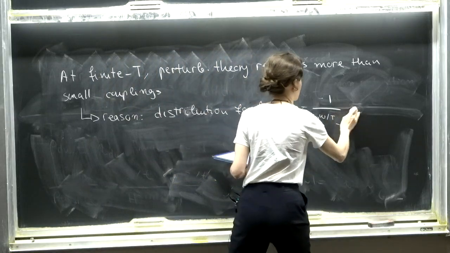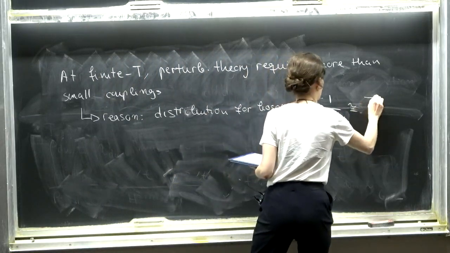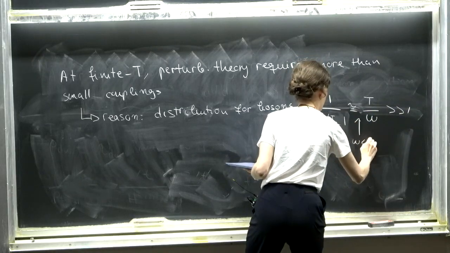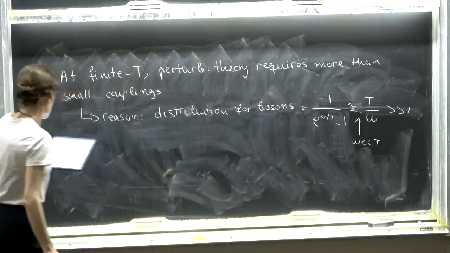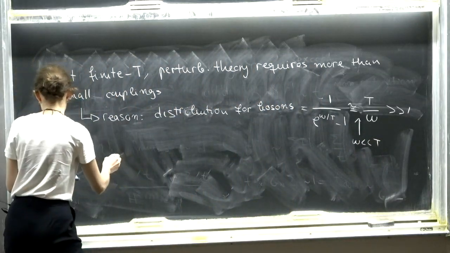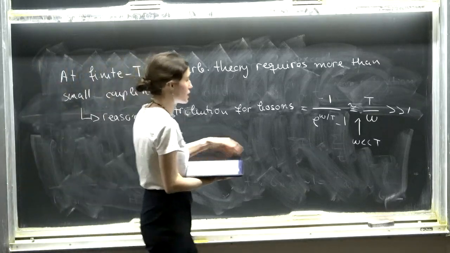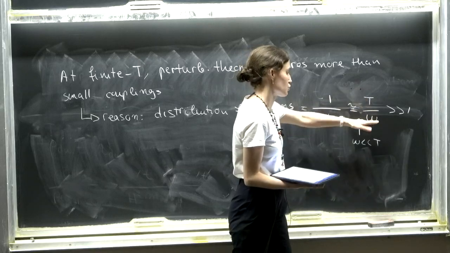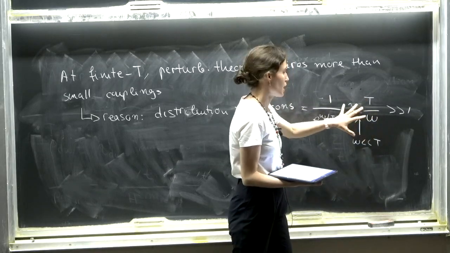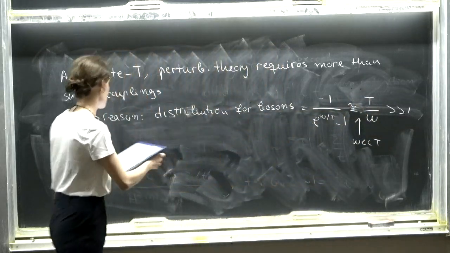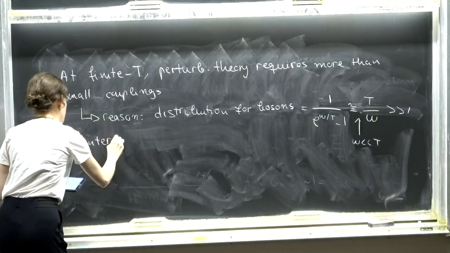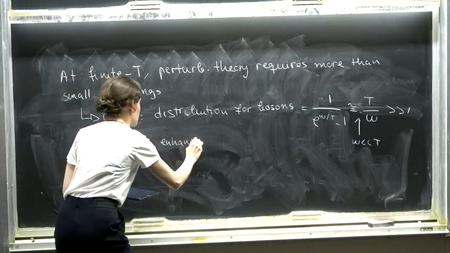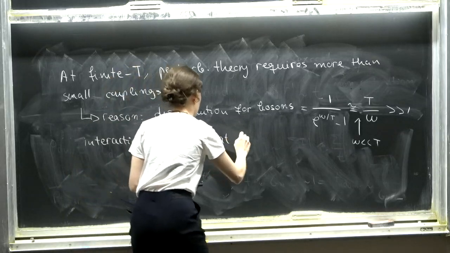So at small energies, or if you want, at high temperature, this thing grows like T over omega. So this is for omega small. In other words, this leads to, at finite temperature, the fact that the occupation numbers of bosons are growing a lot in the infrared in terms of energies, growing linearly. This means that interactions are actually enhanced at finite temperatures for low momenta.